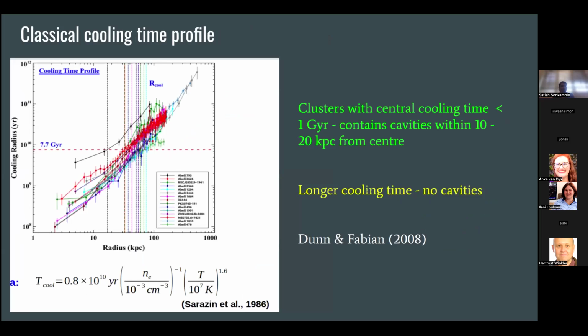So another thing is associated with the cooling time profiles. The cooling is also very important in clusters. Classically, we can calculate the cooling radius as the radius at which the cooling time is less than 7.7 gigayears. And here we see that the clusters with a central cooling time less than 1 gigayear contain cavities within 10 to 20 kpc from the centers. With longer cooling times, we don't see any X-ray cavities so far.